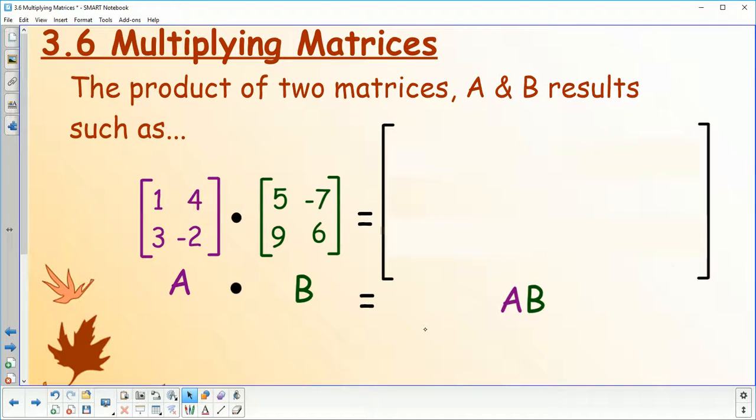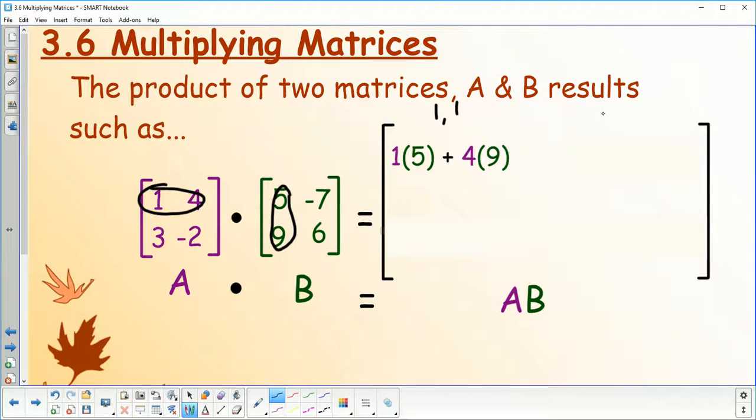If we look at an actual answer here, an actual problem, what I did is I color-coded some things so we could hopefully see them a little bit. So A elements are in purple, B elements are obviously in green. If I want to get this first position here, I'm going to take my row 1 times my column 1, because that is a position we call 1, 1, row 1, column 1. So I'm going to do 1 times 5 plus 4 times 9. And you see here they're so color-coded.